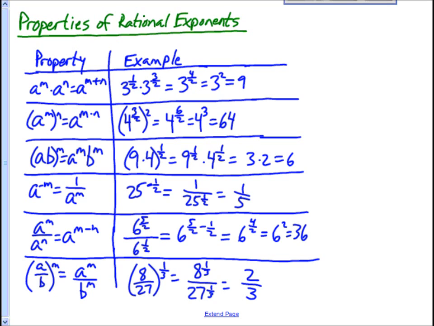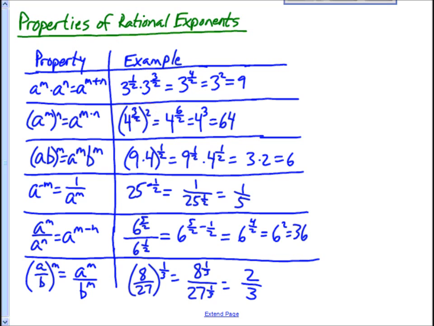Okay, the next one, a to the m to the n. So here's your power of a power property, which means you multiply that m and n. So I got 4 to the 3 halves, squared. That means we're going to multiply that 3 halves times that 2 over 1. So we get 6 over 2, which is 4 to the third, or 64.